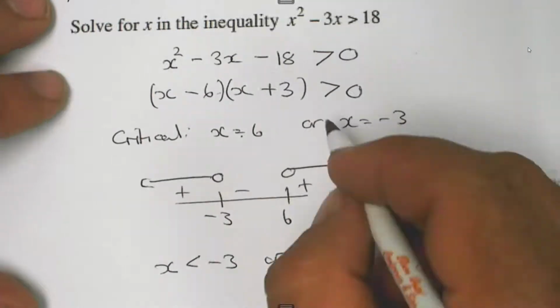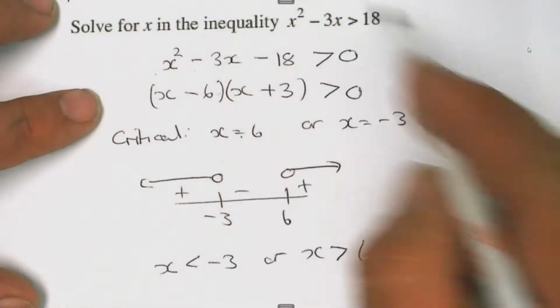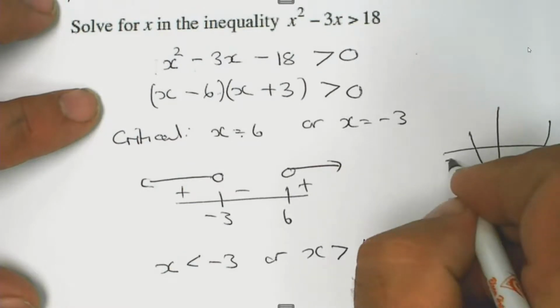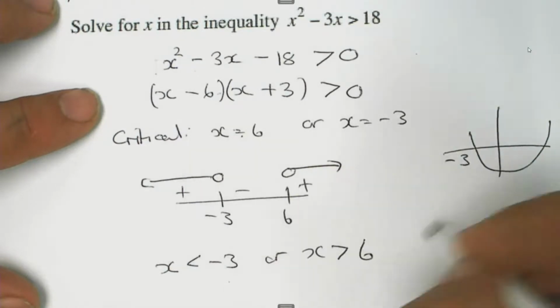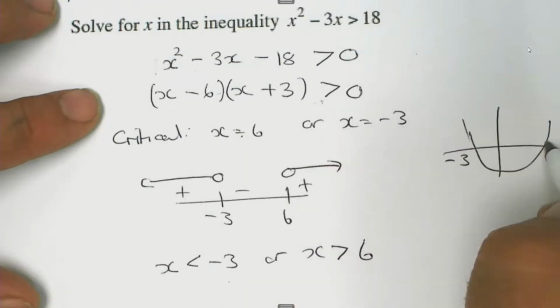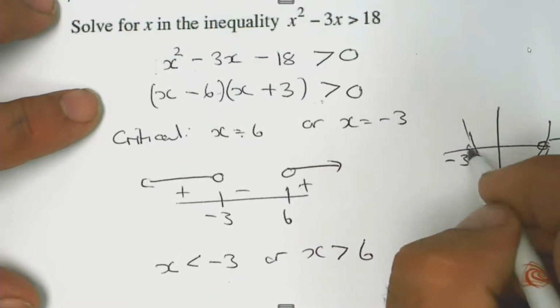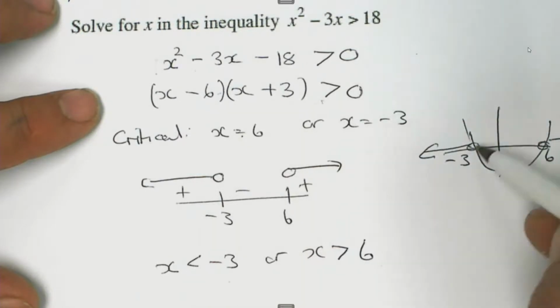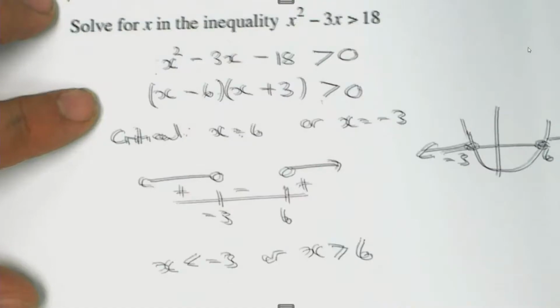Or you could have said, this here is a parabola. The A value is positive, so it is hands up. The critical values, or 0 values, are negative 3 and 6. And where is it positive? The parabola is positive there and there. For x greater than 6 or x less than negative 3, it's positive.